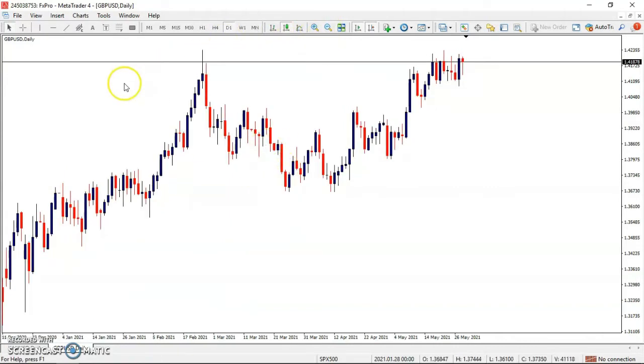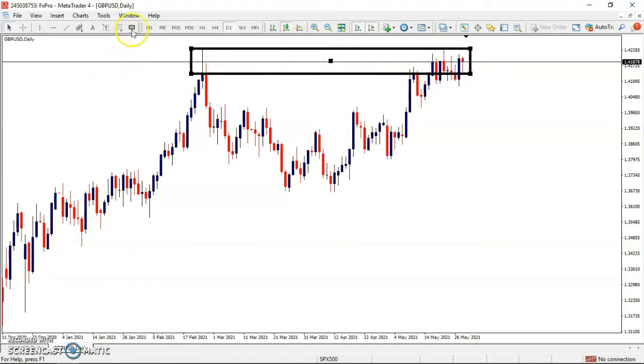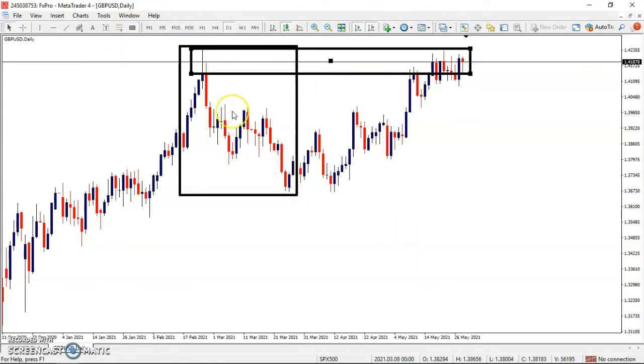So the first thing that we have to do is a top-down analysis. We have GBP USD on this chart. So basically, guys, as you can see, we have a significant level around this area. That's where we're gonna look for opportunities. Why? Because previously we had selling opportunities around this area.